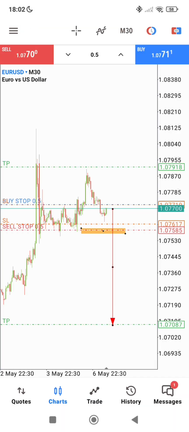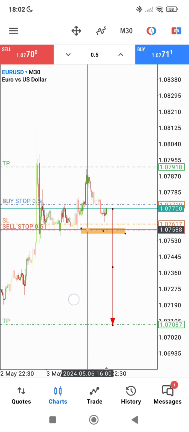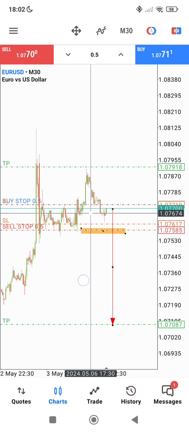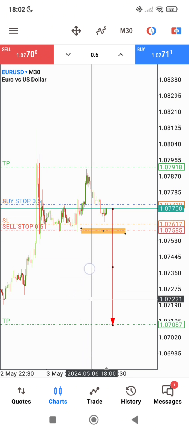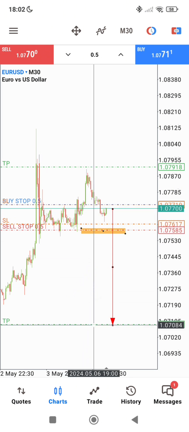Just press on chart. You see this is the value on my chart here. This is the price at which I want to enter. You see it in red. This is my stop loss over here, and this is my take profit right down here. I hope this is understood.